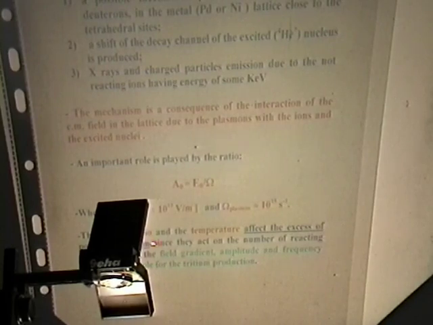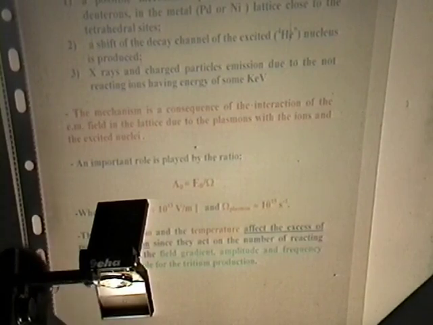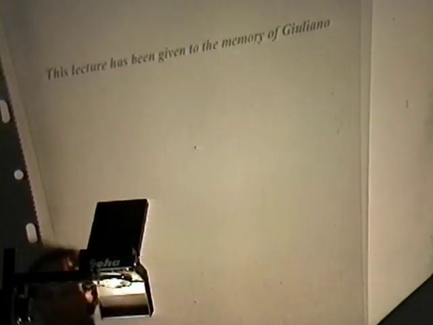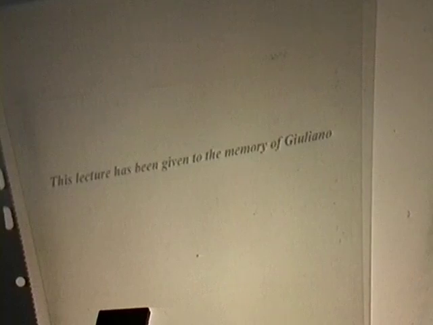So loading ratio and temperature plus this ratio affect the excess of power production. We can say that the field varying amplitude can seem to have a role for the tritium production. Before finishing, I want to mention that all the co-authors would like to remember Giuliano, and this lecture has been given in memory of him. Thank you.